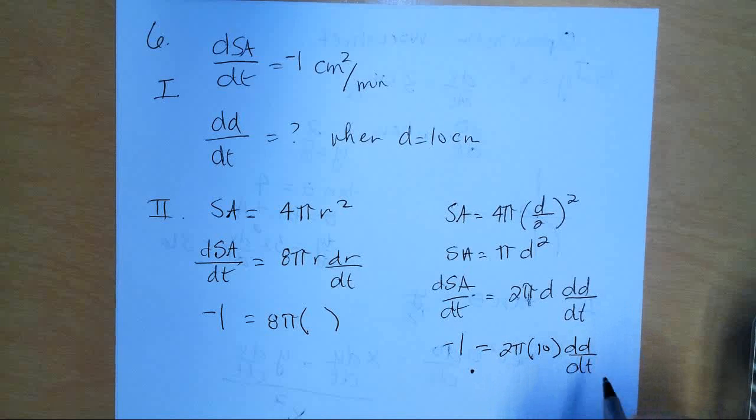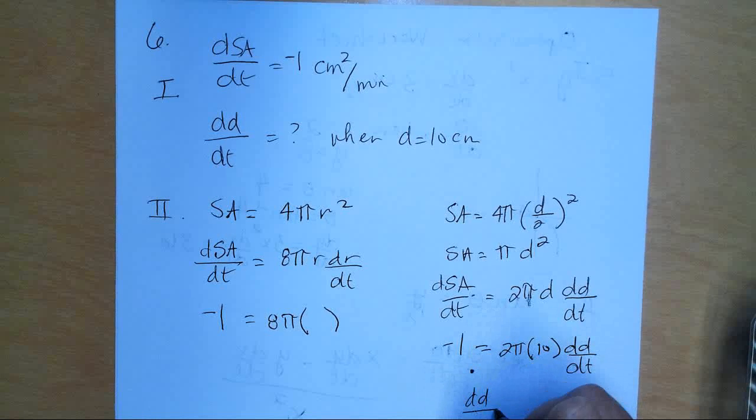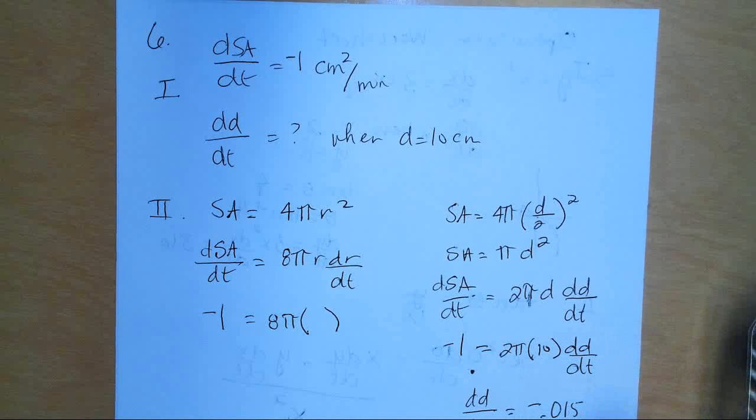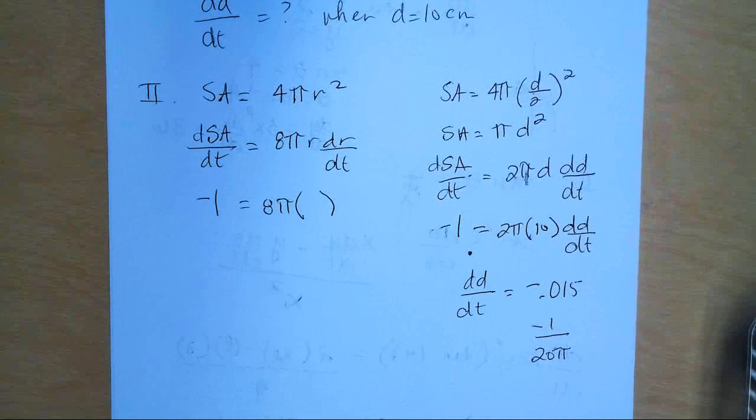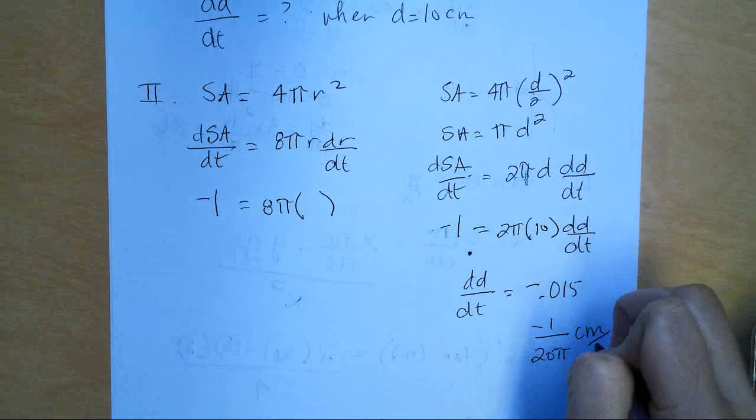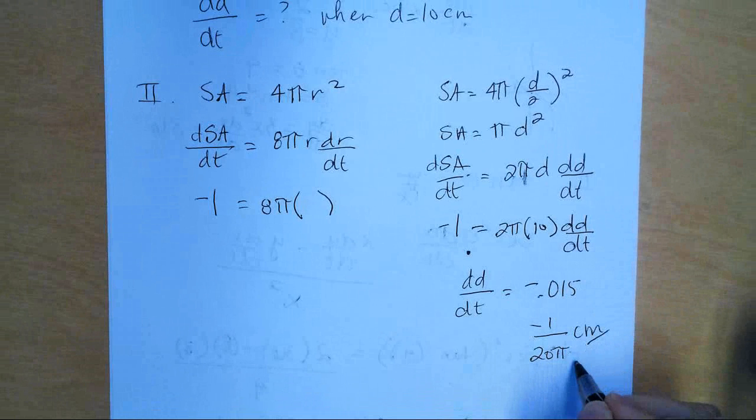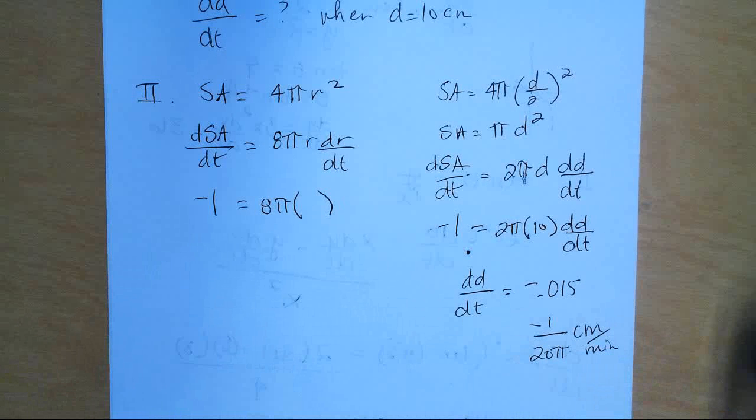So what is that? This, or it could be -1 over 20 pi, yeah. Whichever one. And what are the units? Centimeters per minute. What's the question actually asking? The rate at which it's changing, so it would just be positive.